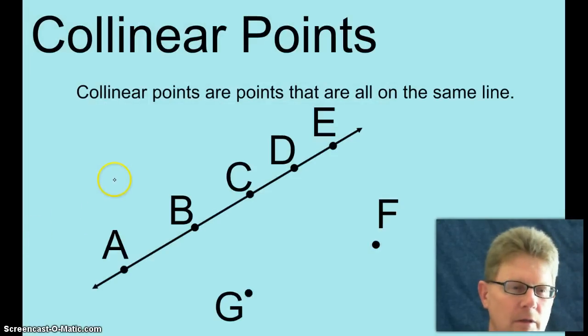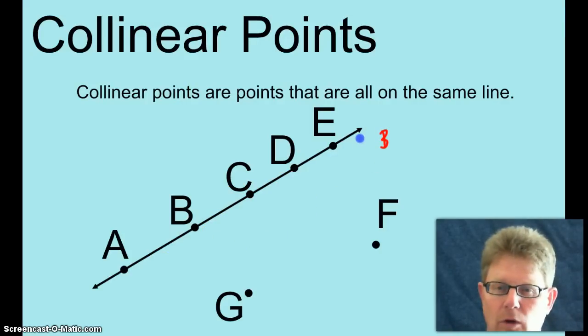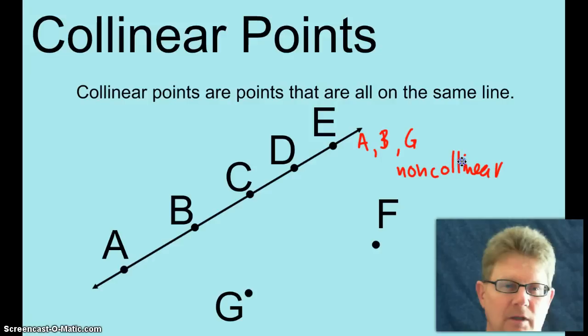Okay. Collinear points are points that are on the same line. A, B, C, D, and E are collinear points. They're all on the same line. A, B, and G, those are non-collinear points because they're not all on one line. Collinear, they're on the same line.